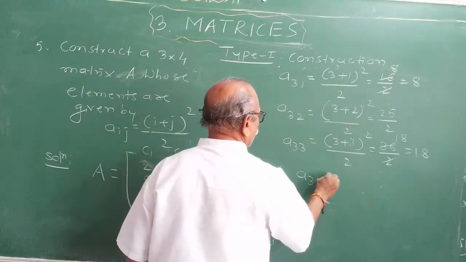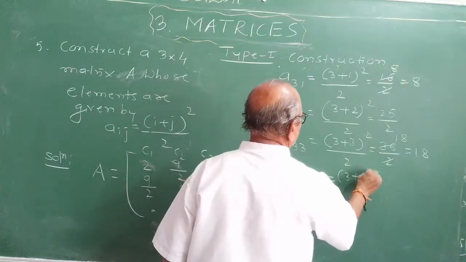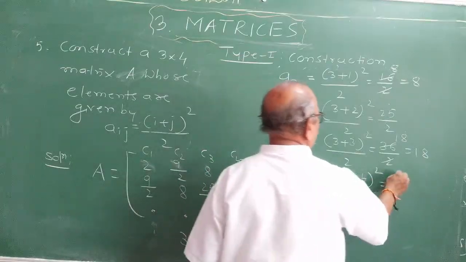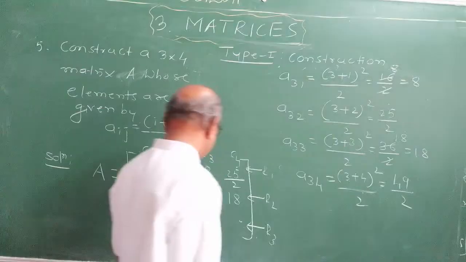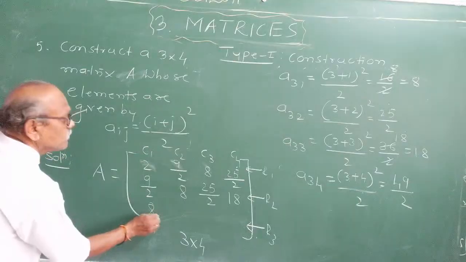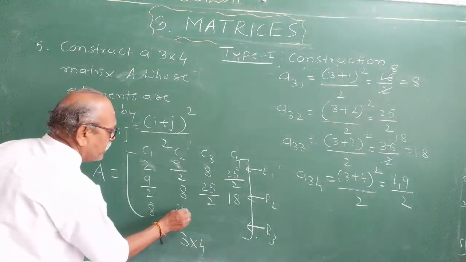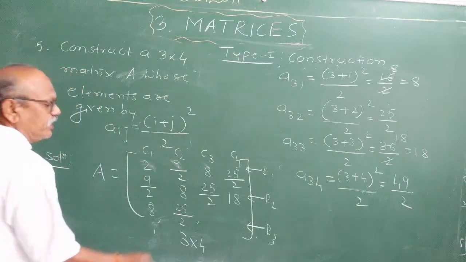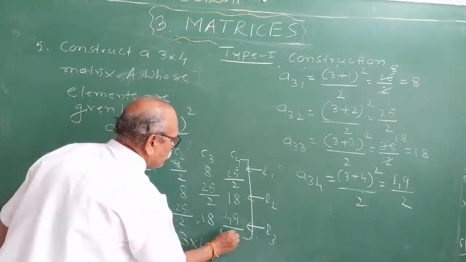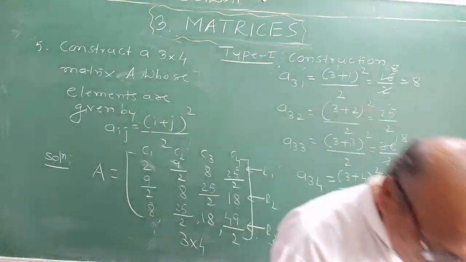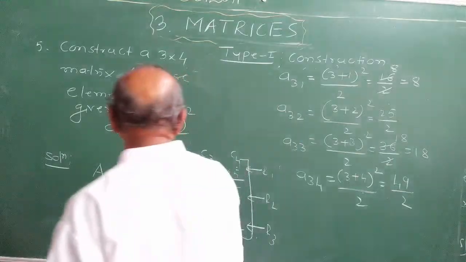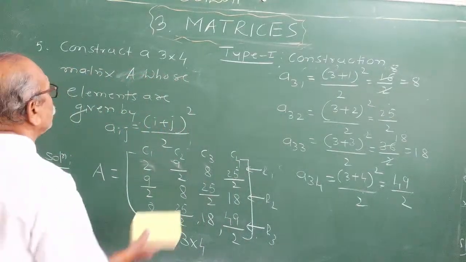A34, third row, fourth column. We'll get here 3 plus 4 is 7. 7 square is 49 by 2. I hope you can get it. Now you can write the elements. A31 is 8. A32 is 25 by 2. A33 is 18. A34 is equal to 49 by 2. This will be the matrix of order 3 by 4. Are you getting me? Okay.